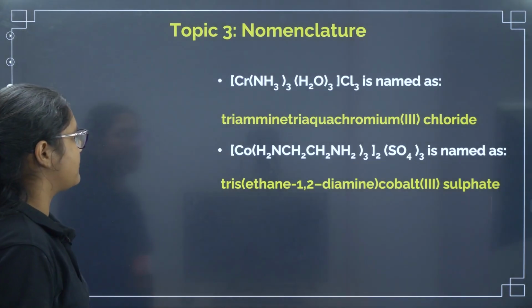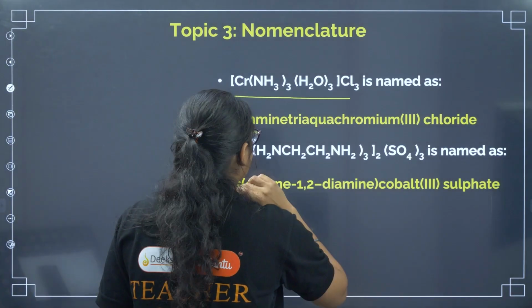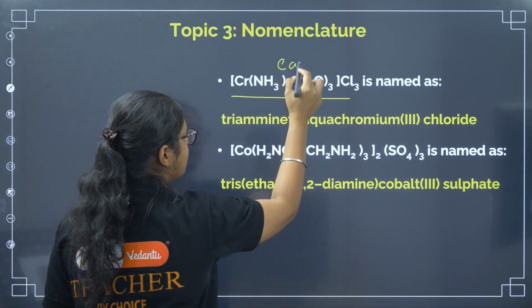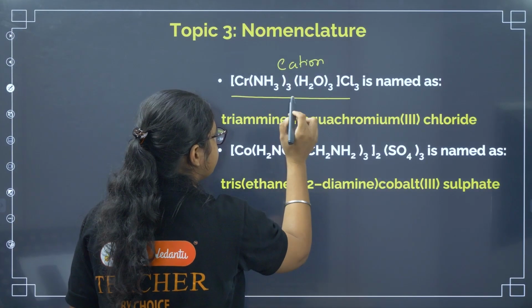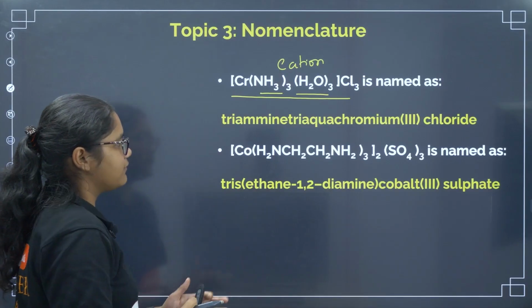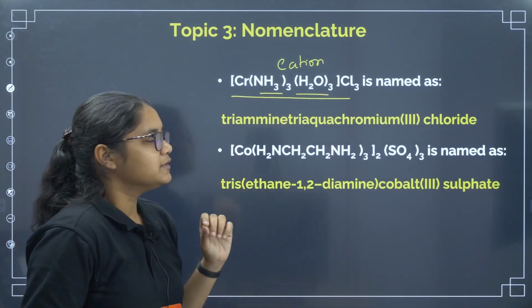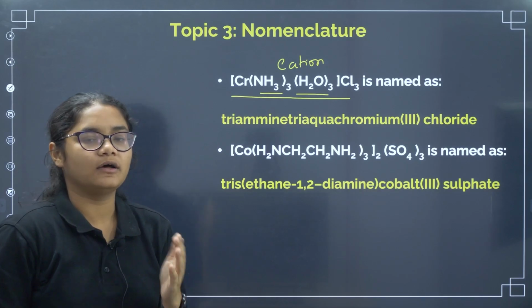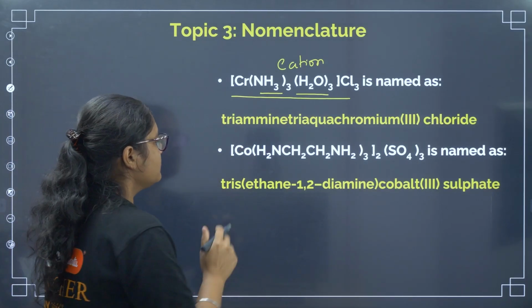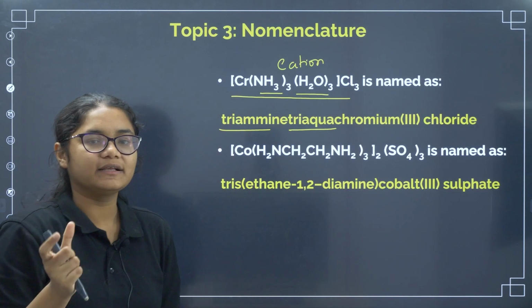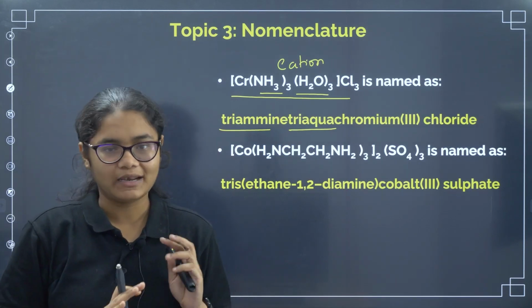Now let us see one example here. You can see this compound. In this case, the complex is the cation. So here first you have to name the ligands. We have 3 aqua and we have 3 amine groups. Based on alphabetical order, first amine will come. So triammine, triaqua. Then since the complex is the cation, the metal name will remain as it is.